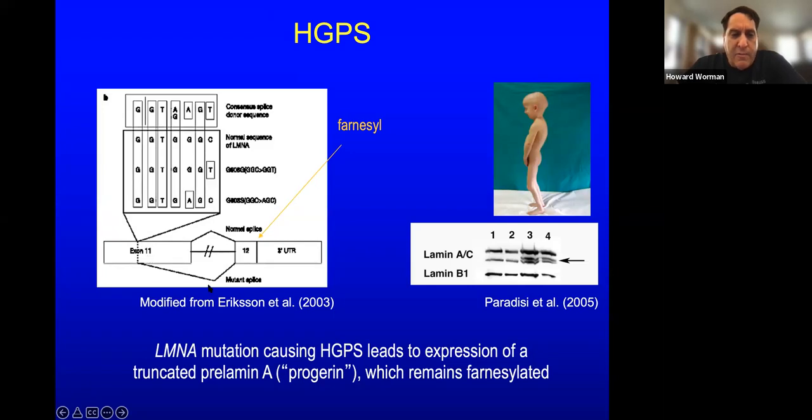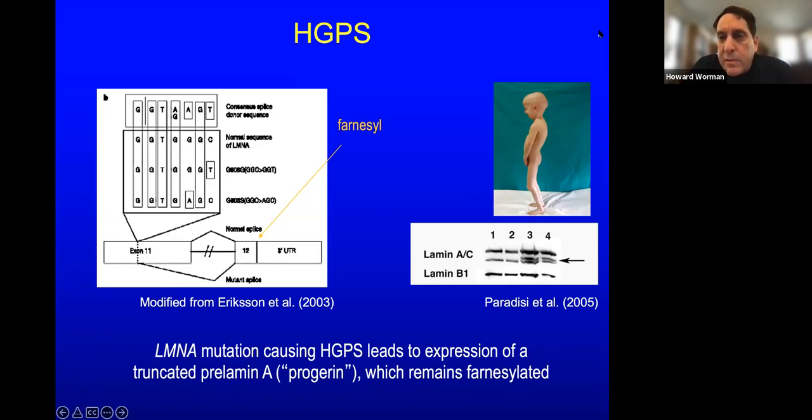This causes an aberrant splicing event where the resulting protein is a truncated protein that goes from what's encoded by the middle of exon 11 here. It has the sequence of exon 12, which includes the CAAX box, which is farnesylated. But this truncated protein is lacking the ZMPSTE24 cleavage site. So these patients, they're heterozygous, retain a truncated, permanently farnesylated Prelamin A that was called Progerin.